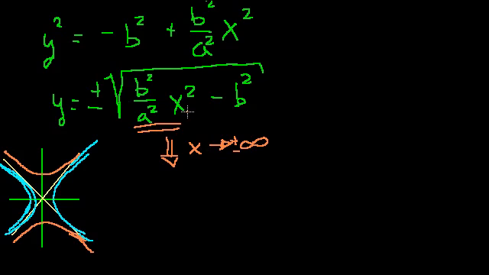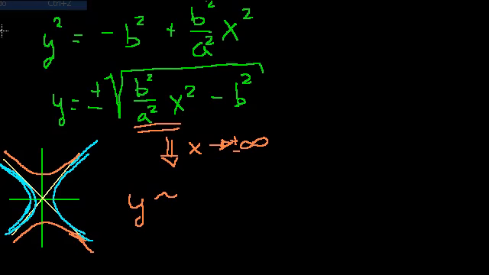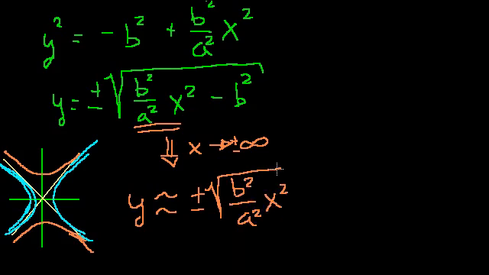So as x approaches positive or negative infinity, as it gets really, really large, y is going to be approximately equal to, I always forget notation, approximately just means not exactly, but approximately equal to the plus or minus square root of b squared over a squared x squared. And that is equal to, now you can take the square root of this. You couldn't take a square root of this algebraically, but this you can. This is equal to plus or minus b over a x.